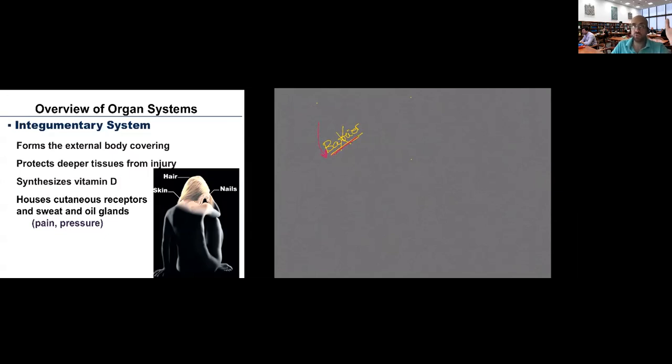So the first function is to act as a barrier. It separates the internal environment from the external environment. I'm acting as a barrier between what's inside and what's outside.